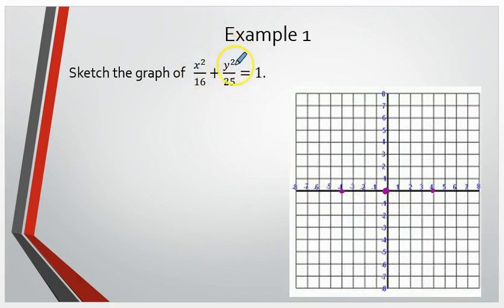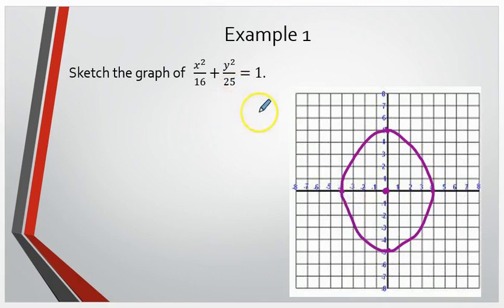And then for the y value, the number underneath there is a 5. So in the y directions, up and down, I'm going to go 1, 2, 3, 4, 5, and 1, 2, 3, 4, 5. So if you just kind of roughly sketch your ellipse passing through those points, you'll have a pretty good idea of the shape of the graph.